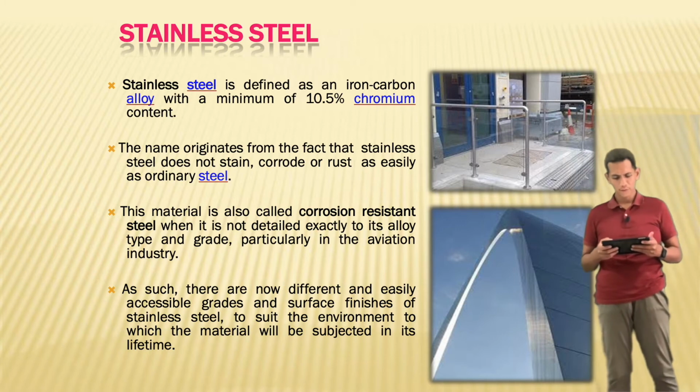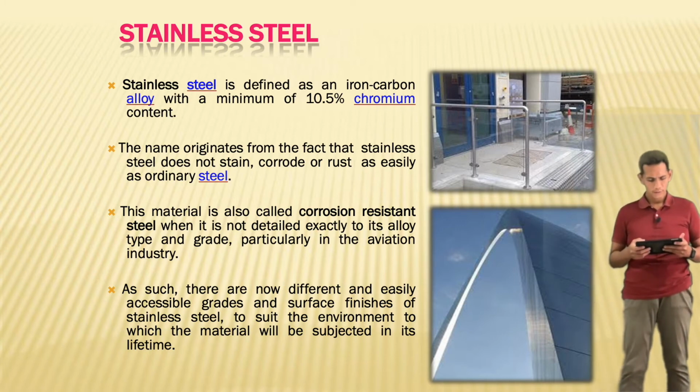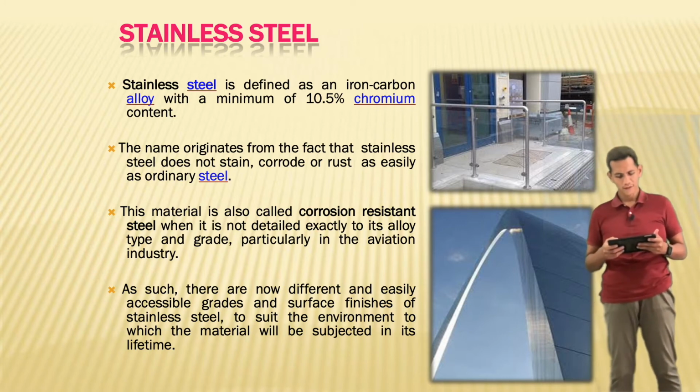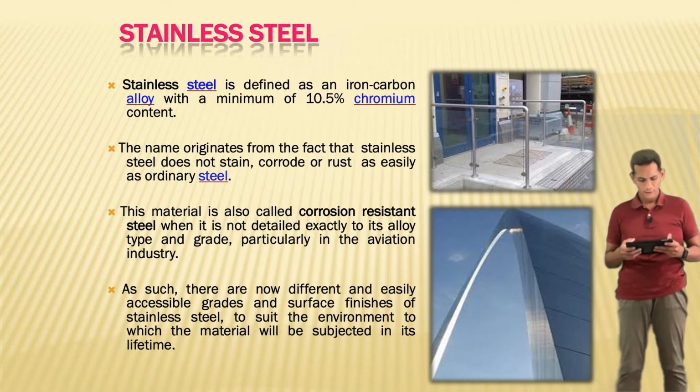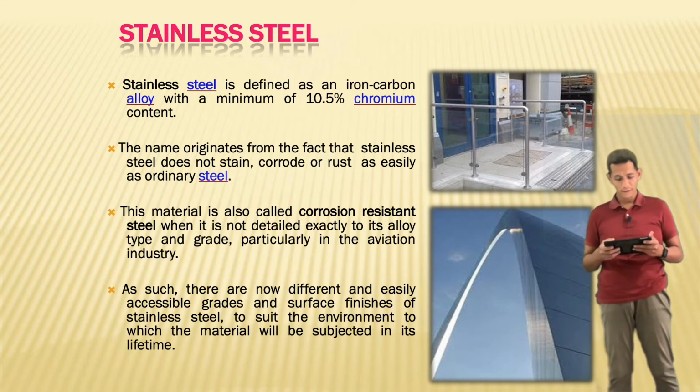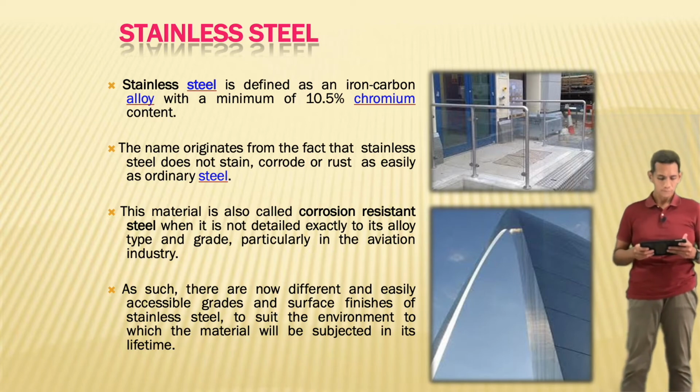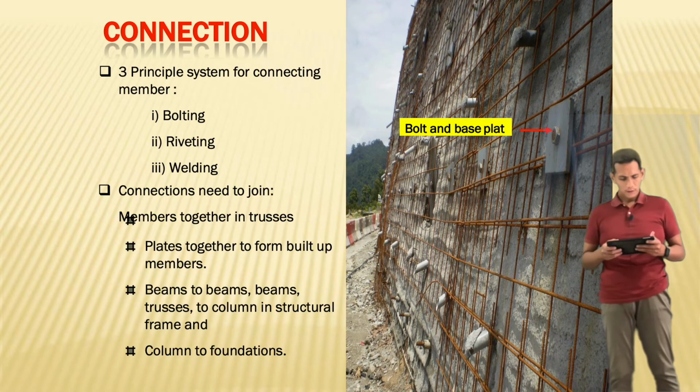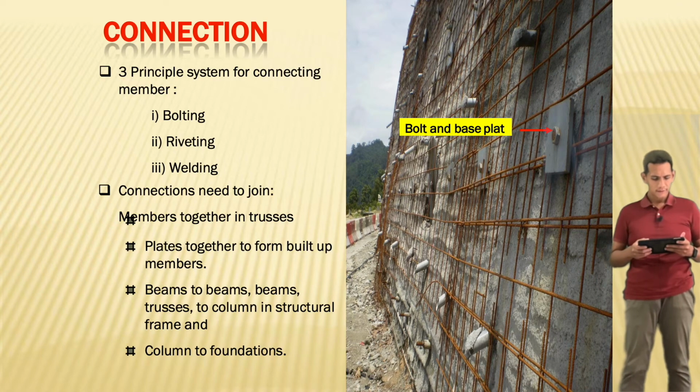So these are a few examples of materials that use stainless steel. For example, handrail, and then we have buildings of stainless steel. And then we use it for connection.